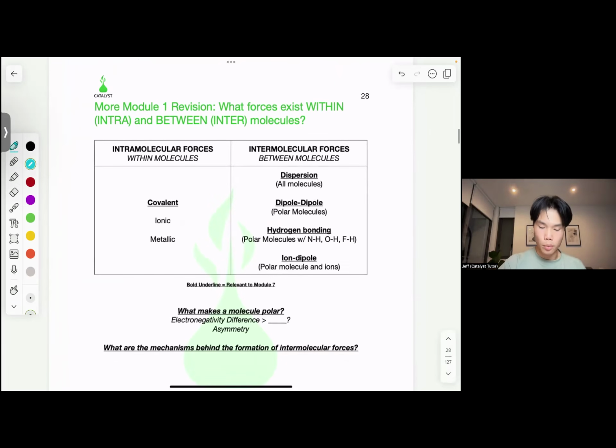So, more module 1, you need to know all your intermolecular forces: dispersion, dipole-dipole, hydrogen bonding, ion dipole. Hopefully, these are somewhat clear. If not, let's go through them once again.